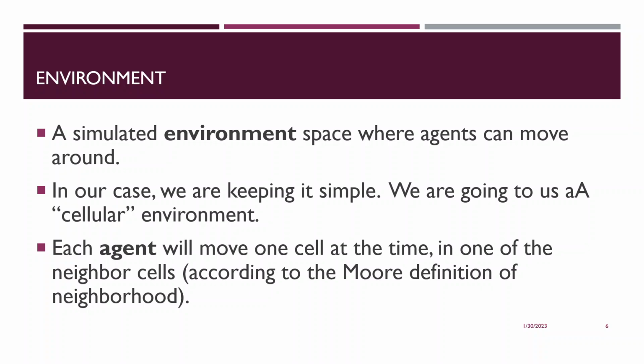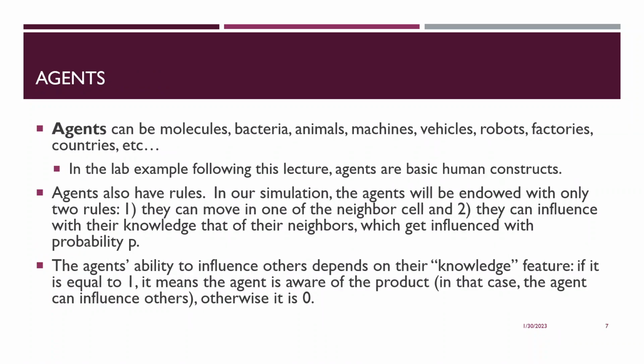I've talked about the neighbor cell, something to keep in mind as we move on to the agents themselves. So a word on agents. In an agent-based model, what are the agents? Well, agents can be anything. They don't always have to be a human, as an example. They can be molecules, bacteria, animals, machines, vehicles, robots, factories, countries.